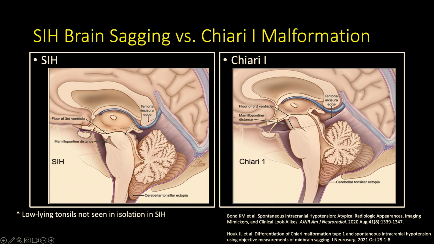And if you look at the top of the cerebral aqueduct, which is also called the iter, you can see the iter is draped beneath this imaginary line. So the whole posterior fossa is sagged. With the Chiari 1, you don't see any of those findings. The iter is proud, it's way above the tentorial incisura. All of the basal cisterns are preserved. So that's how you can distinguish SIH from Chiari.